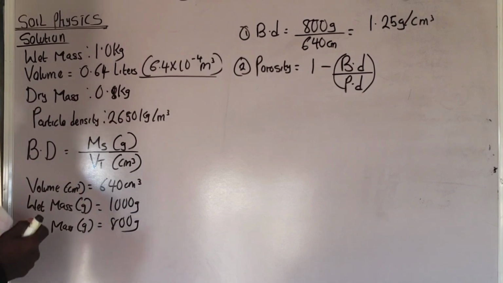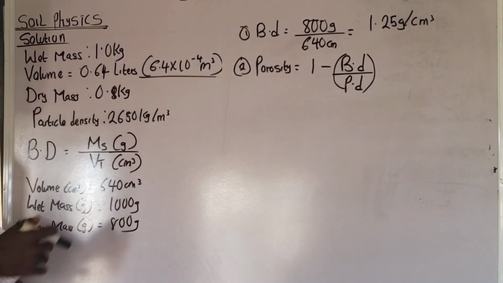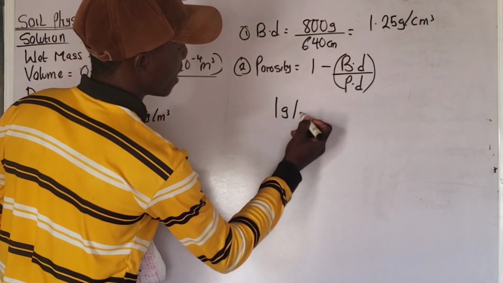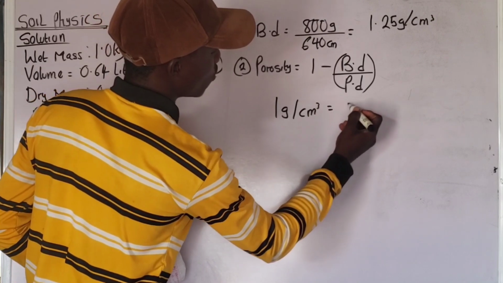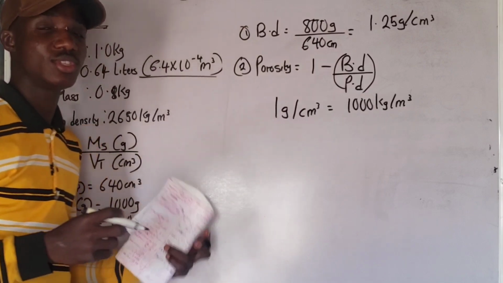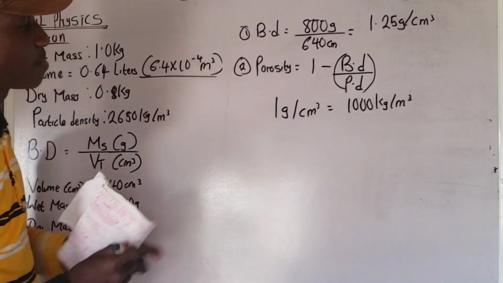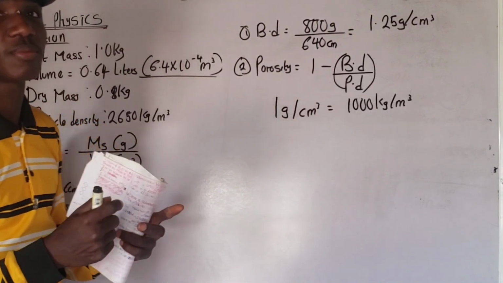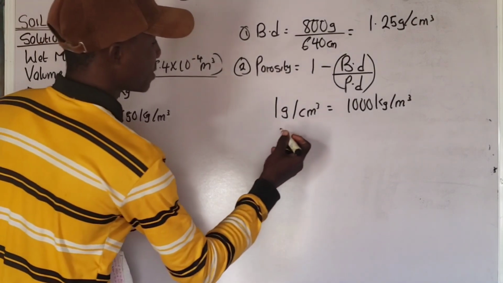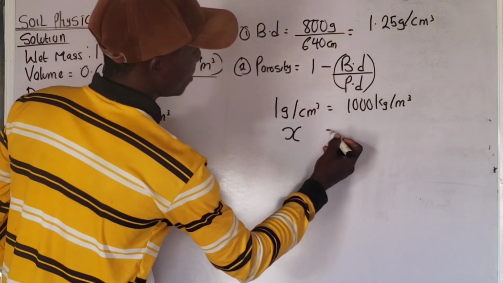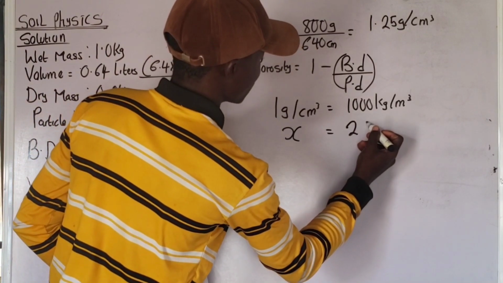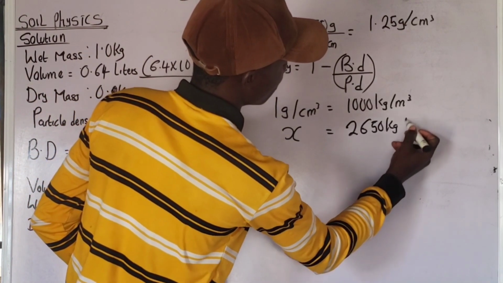Let us convert the particle density from kilogram per meter cube to gram per centimeter cube. Okay? 1 gram per centimeter cube equals 1000 kilogram per meter cube. You have to note this unit. Are you paying attention? 1 gram per centimeter cube equals 1000 kilogram per meter cube. Now, that means we are going to represent x equals 2650 kilogram per meter cube.